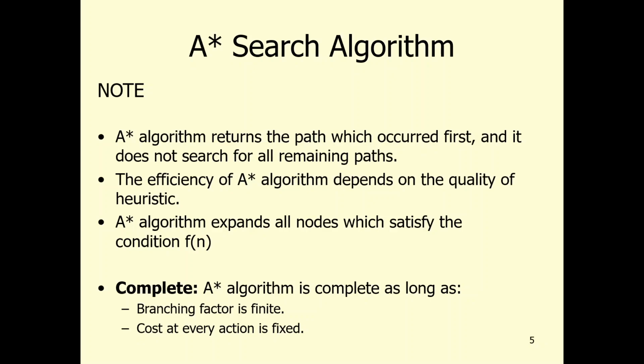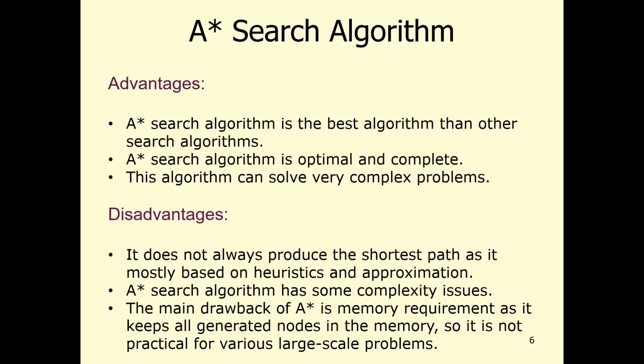Now let's see the advantages and disadvantages of the A-star search algorithm. Advantages of A-star algorithm can be given as: it is the best algorithm among other search algorithms in informed search. A-star search algorithm is optimal and complete. The algorithm can solve very complex problems.